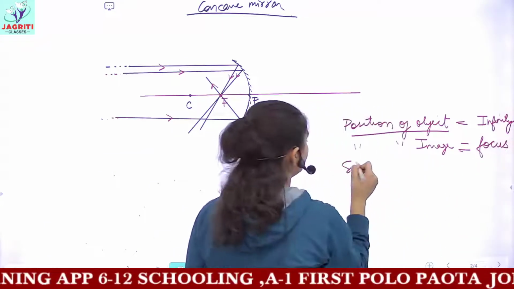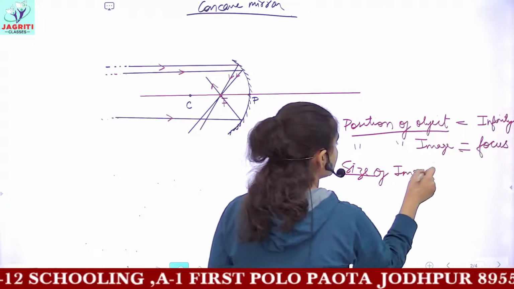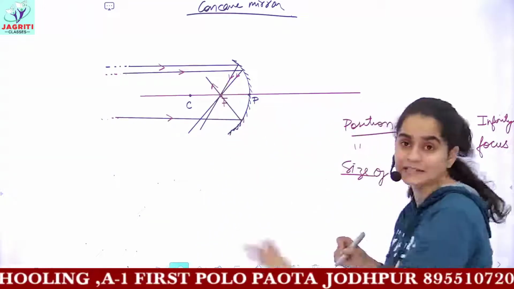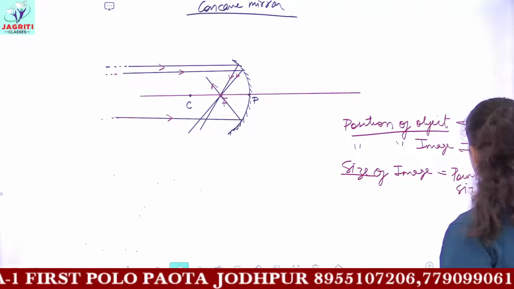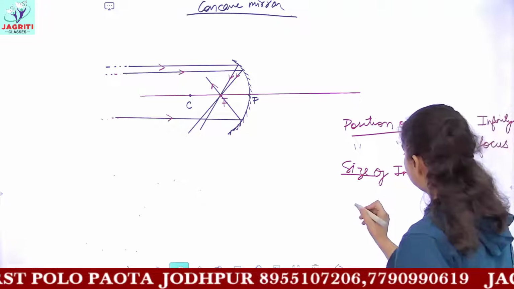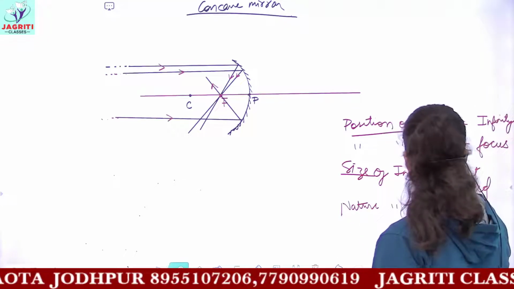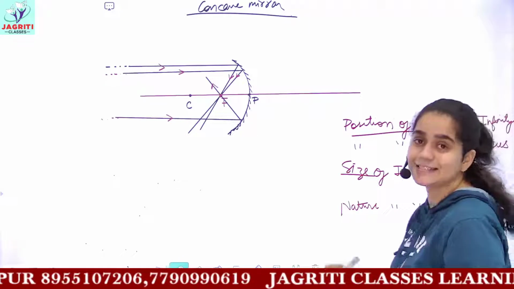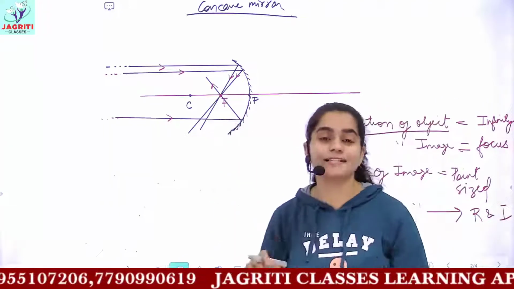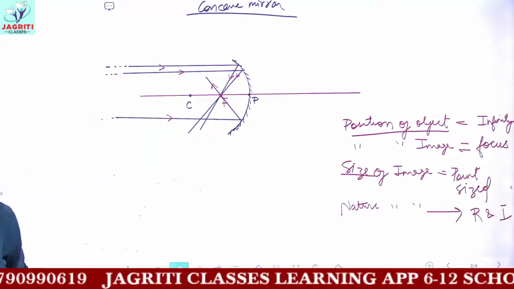Now you have to write the size of the image. Okay, so the size is very point sized. So the size of the image is point sized. And now you have to give the nature of the image. So the nature of the image would be real and inverted. That is, the image which would be formed on the focus would be real and inverted. So in this manner, you have to make the ray diagrams.